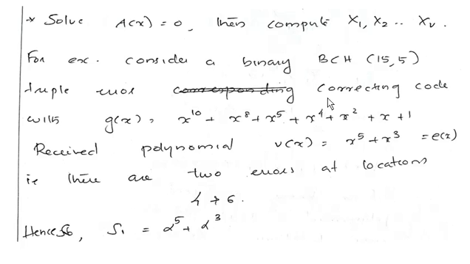Here the error vector is already given, that is x raised to 5 plus x raised to 3. So we can find the syndrome directly by replacing x with alpha. You will get the syndrome as alpha raised to 5 plus alpha cube.